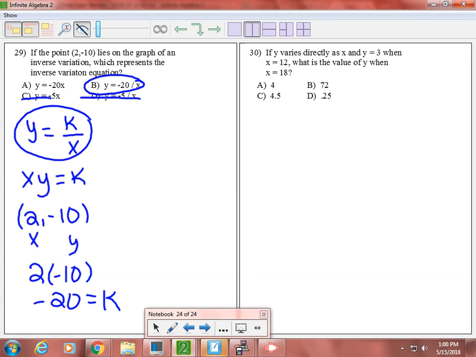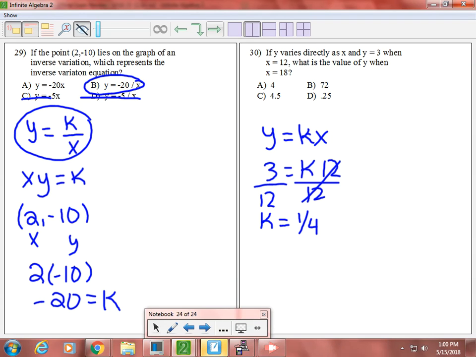Number 30. If y varies directly as x. So y varies directly as x. When y is 3 and x is 12, we need to find our k value first. We're going to divide by 12. So our k value is 1/4.